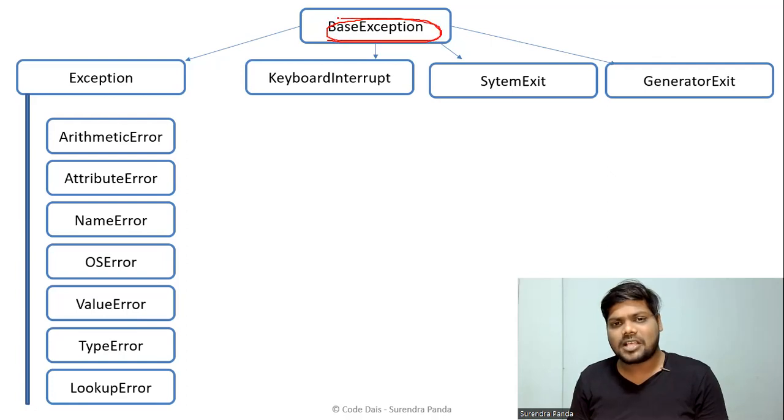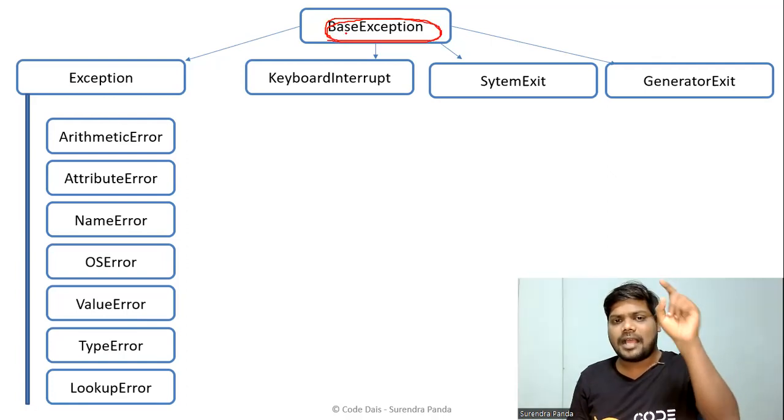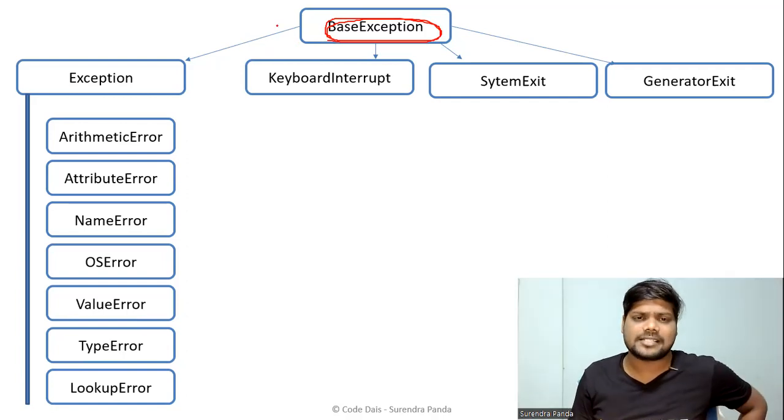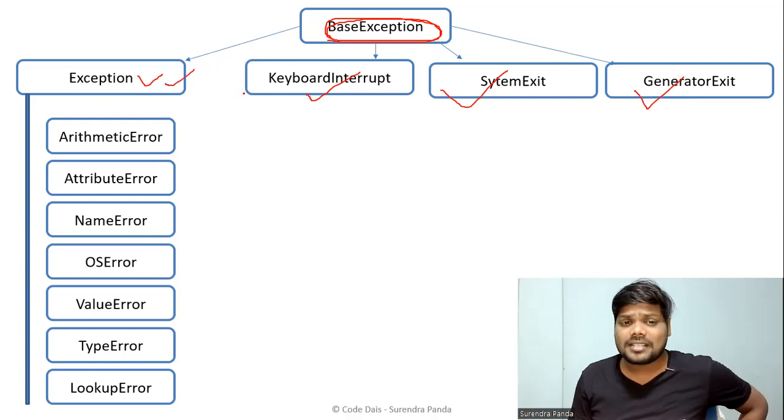BaseException is the topmost class, and BaseException has multiple direct and indirect children. Here, Exception, KeyboardInterrupt, SystemExit, GeneratorExit are the child classes of BaseException. Again, Exception has multiple child classes: ArithmeticError, AttributeError, NameError, OSError, ValueError, TypeError, LookupError. Clear or not?